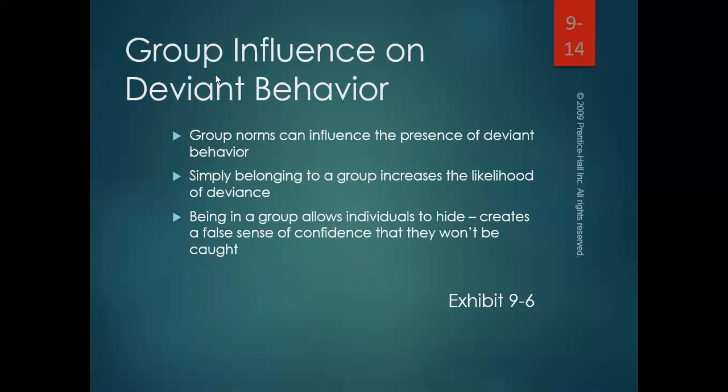Then group influence on deviant behavior. Group norms can influence the presence of deviant behavior. Simply belonging to a group increases the likelihood of deviance. Being in a group allows individuals to hide, creating a false sense of confidence that they won't be caught. So group influence on deviant behavior is also very true.